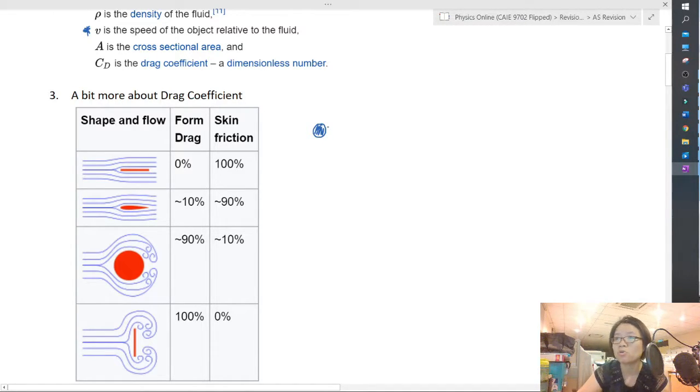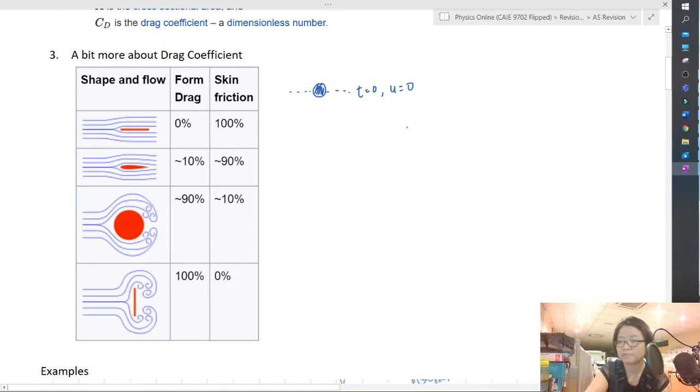When you release the ball, at this point t equals 0, u equals 0, and the ball begins to drop. When this ball drops, it will pick up speed. So maybe when it first falls, at this point, the speed is very small.